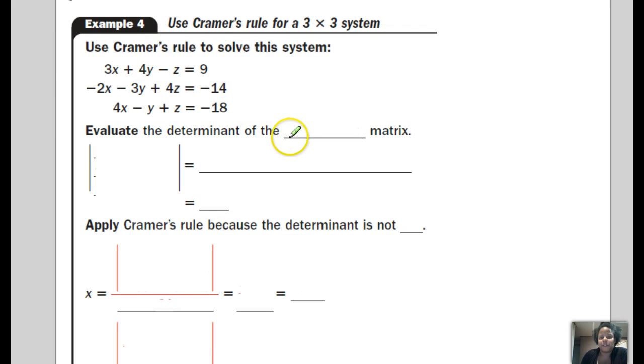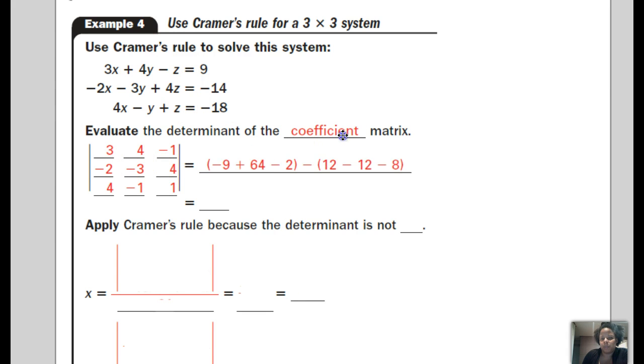So here we're going to evaluate the determinant of this coefficient matrix, and as you can see, the coefficient matrix is going to be 3, negative 2, 4, 4, negative 3, 1, and negative 1, 4, 1, and all those values come from the coefficients of x, y, and z in the situation. So we know how to find the determinant, do a bunch of multiplications and add them up and then subtract them. And the determinant in this case is 61, which means that we can apply Cramer's rule because the determinant is not 0, which means we are going to have a solution.